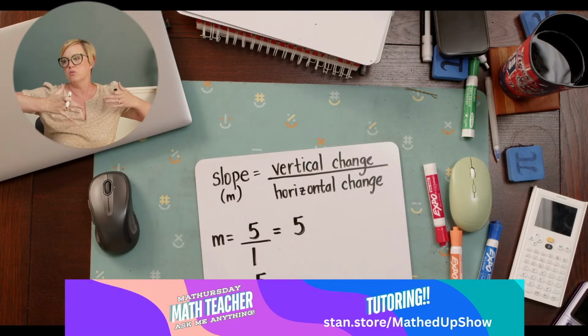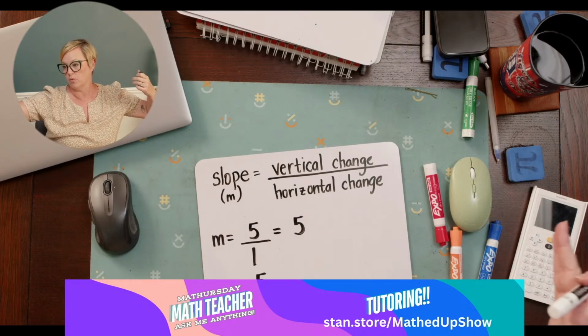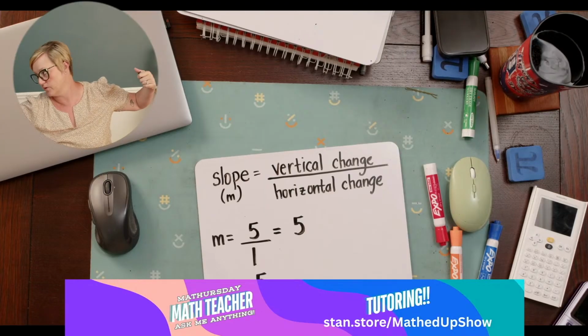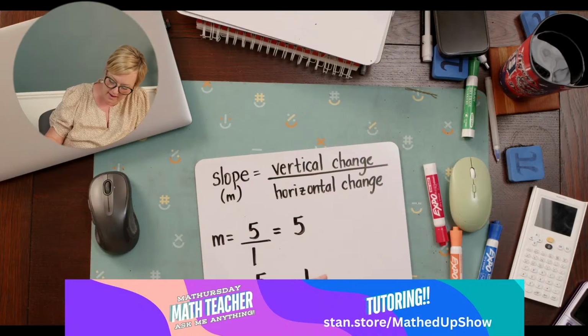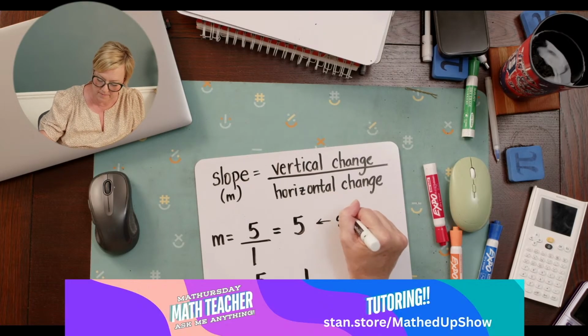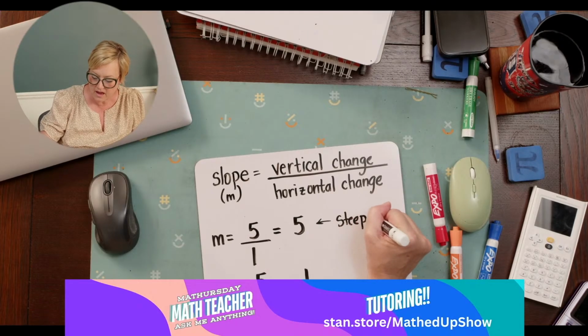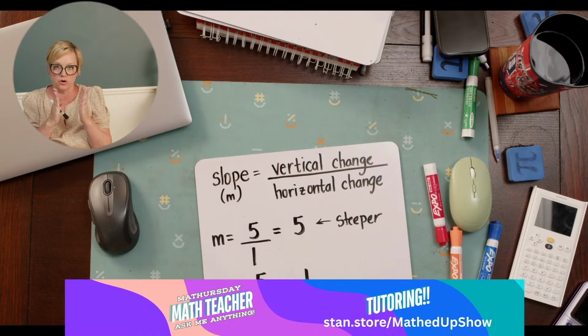But if I'm going up 5 and it's taking me 10 units to go out, think about when you're walking down to the beach or something like that. If it's not a very steep slope, you might go 10 steps and then 1 step down, and then 10 steps and then 1 step down, right? So that is going to have a slope of 1/2. So this one here is steeper because you're going that vertical distance over a much shorter horizontal distance.